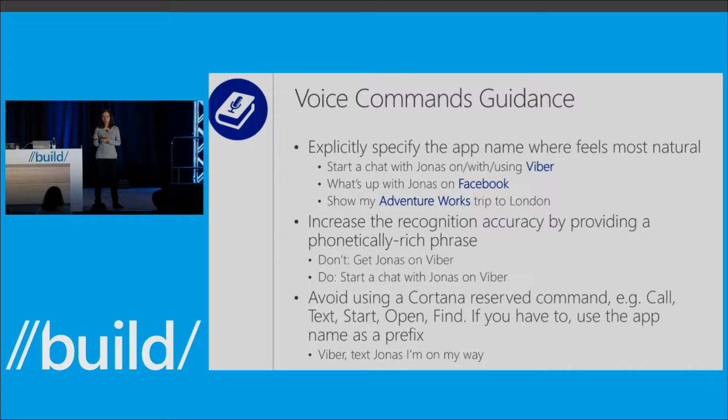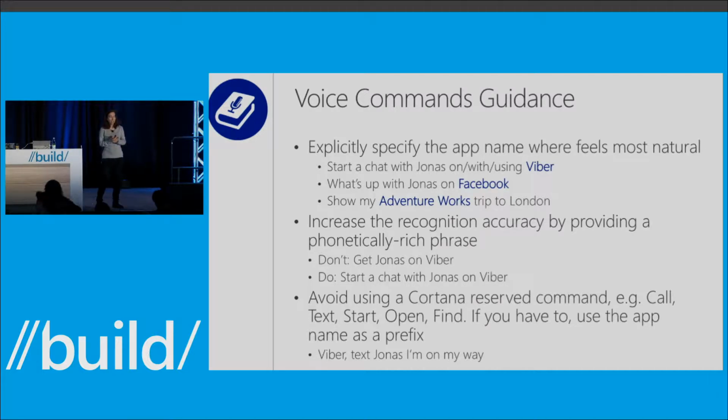of the voice command. So in this case, you can enable "start a chat with Jonas using Viber" or "WhatsApp with Jonas on Facebook." In addition to that, you have the ability to specify the exact position of the application name inside the command. So you can enable something like "show my AdventureWorks trip to London," where AdventureWorks is the name of my application. So you have the flexibility of placing the application name inside the voice command to make the command sound most natural.